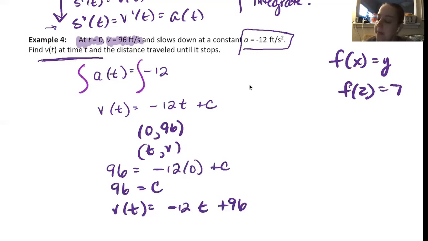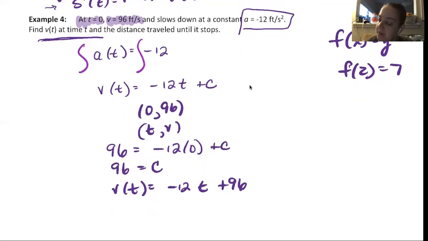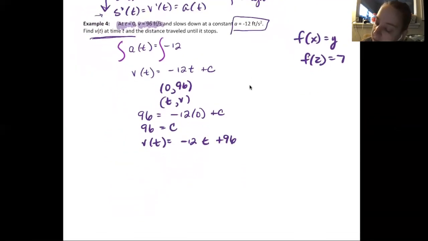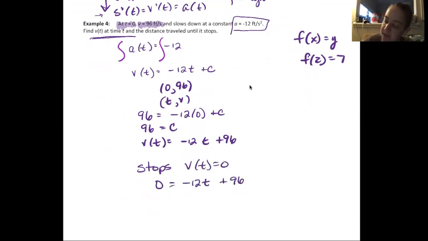Velocity is 0, right? So when it stops, let's shrink this down a little bit. When it stops, the velocity is equal to 0. So let's set this equal to 0, see what happens. So 0 is equal to negative 12t plus 96. The 12t equals 96. T is equal to 96 divided by 12, which is 8. So it takes 8 seconds for it to stop.